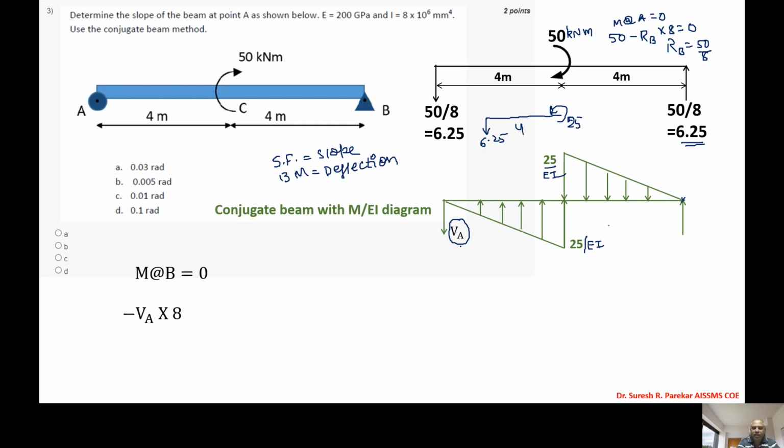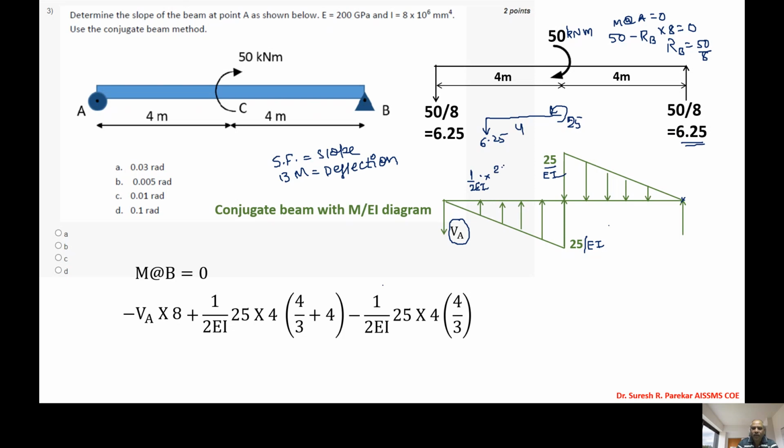So we will have moment about B: 0 minus VA into 8 plus 1 by 2 EI into 25 into 4 into 4 by 3 plus 4 minus 1 by 2 EI. First for this, the area we are going to get is the same, that is 125, 1 upon 2 EI. So area of this we have 1 upon 2 EI into 25, 1/2 base. So this is 1 by 2 into 25 upon EI. You can take this EI below 25, and here also we can take it below 25.